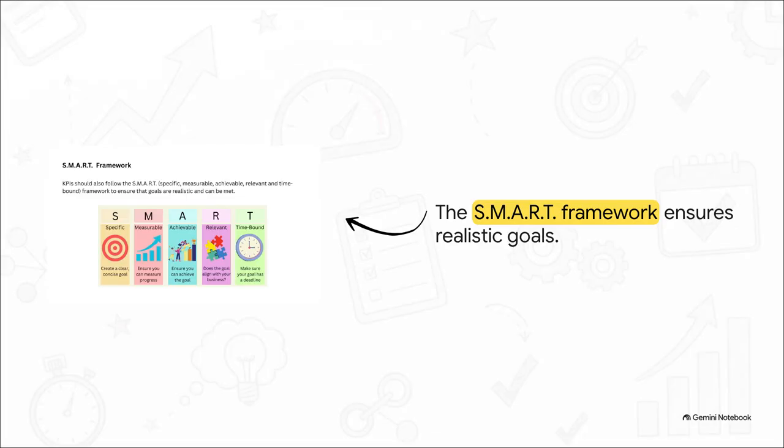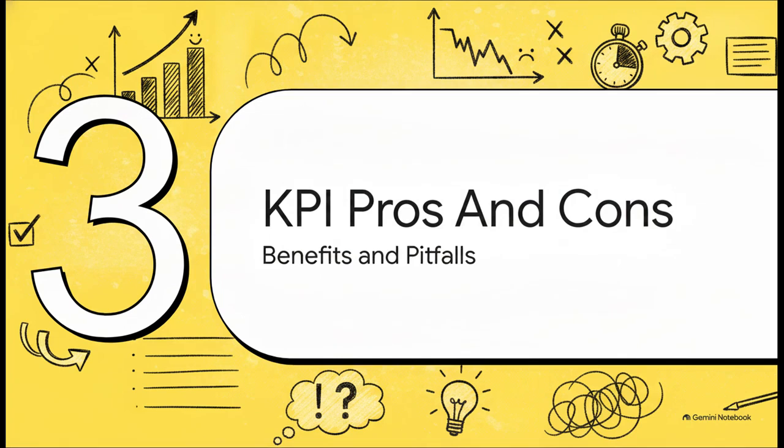And that naturally brings us to the SMART framework. You know it, you love it. To ensure those goals are realistic and can actually be met, your KPI should always be specific, measurable, achievable, relevant, and time-bound. This is basically the ultimate structured checklist. If you're asked to draft a KPI in your final, run it through this exact framework to make sure it's rock solid. Which brings us to Section 3, KPI pros and cons.